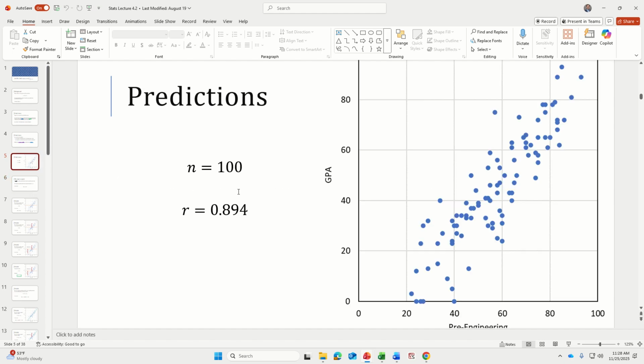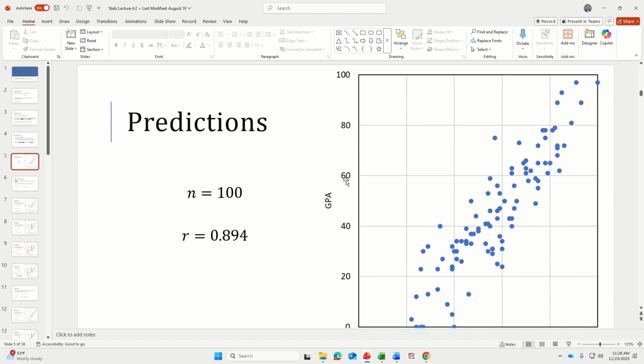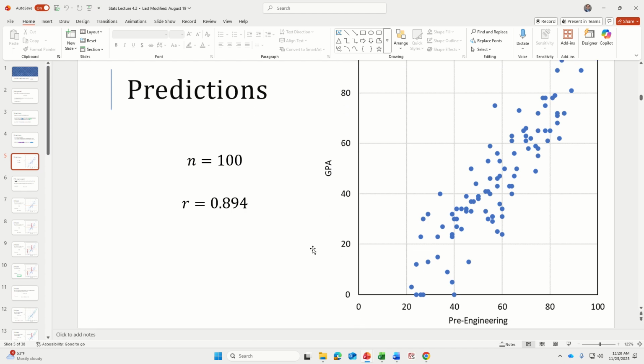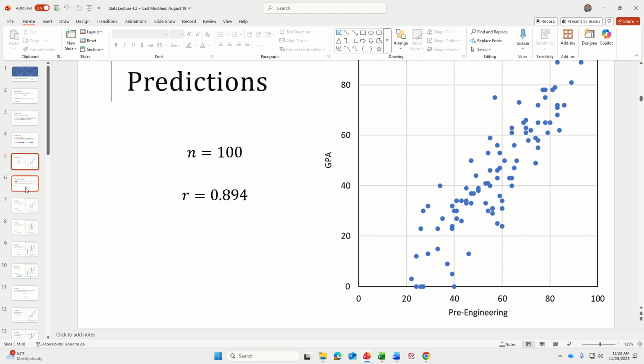And so let's say this is what it looks like. On the x-axis, we've got the pre-engineering term grade. On the y-axis, we've got their GPAs at the end of the program. And you can see it's kind of linear. It's positive correlation. The correlation coefficient is 0.894.